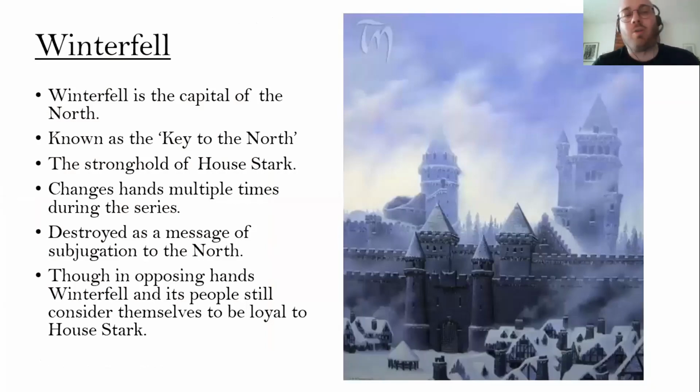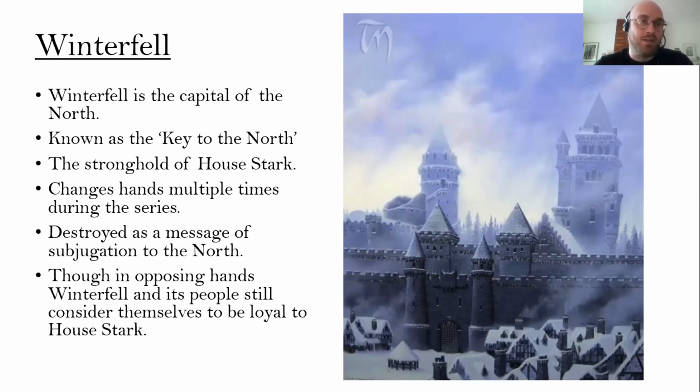And then the last thing we're going to talk about in this very short talk is Winterfell. Winterfell is the capital of the North, and it's known as the key to the North, and it was the stronghold of House Stark. It changes hands multiple times during the series. And at one point, it's actually destroyed as a message of subjugation to the North. Even though Winterfell, at the current stage in the book, is under opposing hands, its people still consider themselves loyal to House Stark, and readers believe that this will start House Stark's revival in the North.